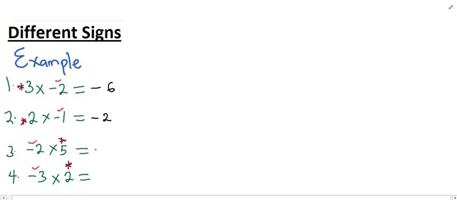Or 2 times 5 is what? 10. Then minus times plus is what? Minus. So you have so many ways to get this done. Okay, so we can also have minus times plus is what? Minus 3 times 2 is 6.